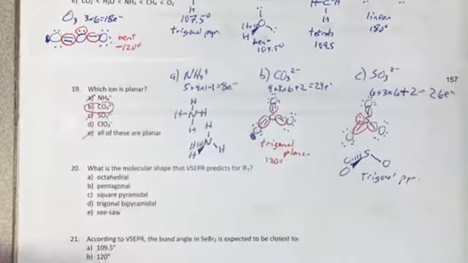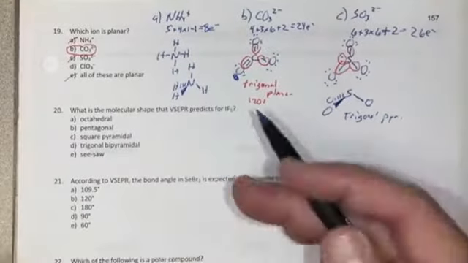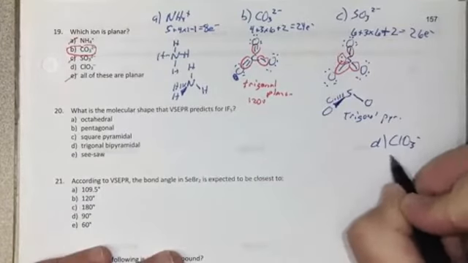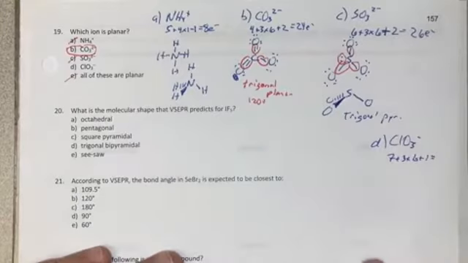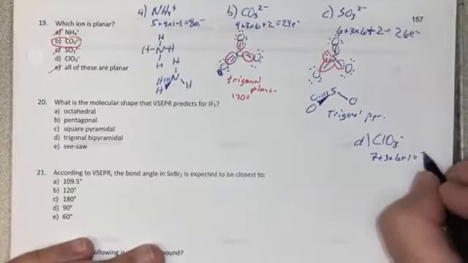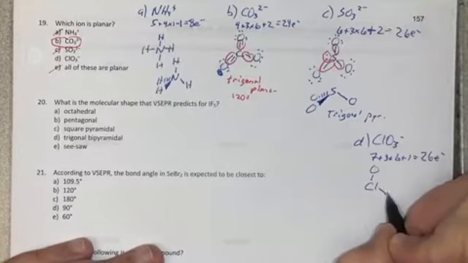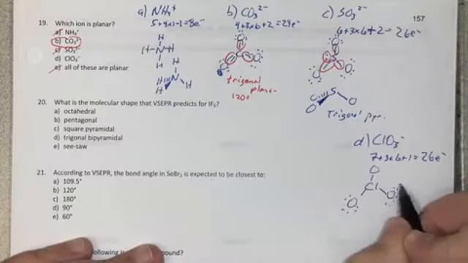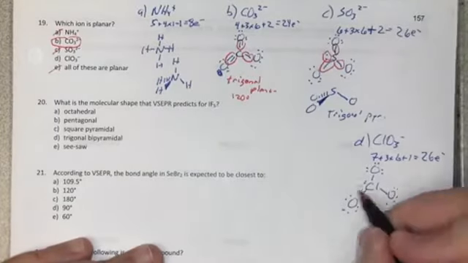And then we have one more. Let's do chlorate, ClO3 minus 1. And I'll do that right over here. So choice D, ClO3 minus 1. 7 plus 3 times 6 plus 1. We first add up the electrons. And when we add up those electrons, 18 and 8 is 26 electrons. So we have 2, 4, 6. We complete the outer octets. 8, 10, 12, 14, 16, 18, 20, 22, 24. The leftovers on the central atom, 26 electrons.